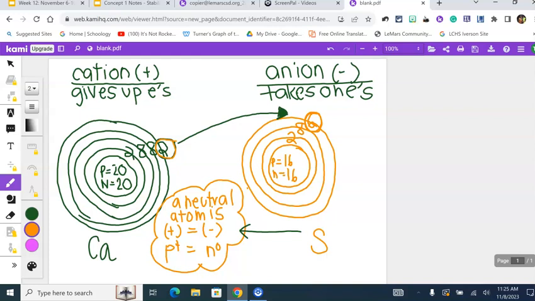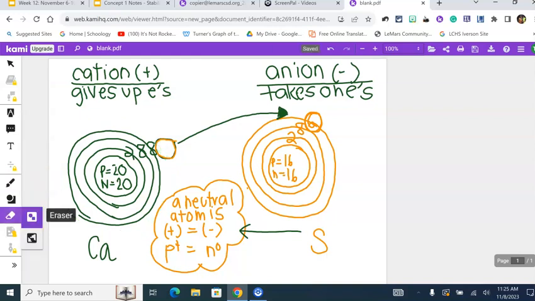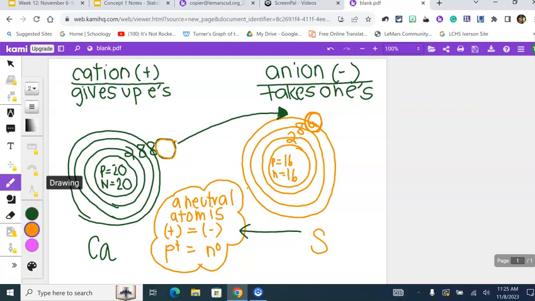So here's what happens. Calcium gives up these 2 electrons, and sulfur takes them on. So now, if you pay attention, I have 8 electrons in the outer shell, which means it's stable, and 8 electrons in this outer shell. Well, that's great because now they're both stable and they've created a compound. The problem is that they just gave up electrons, which affects the overall charge of the atom.